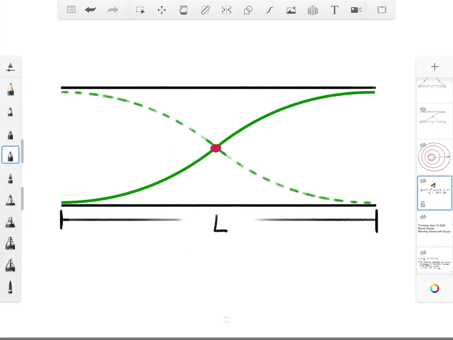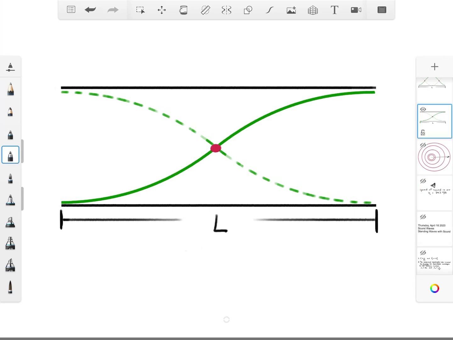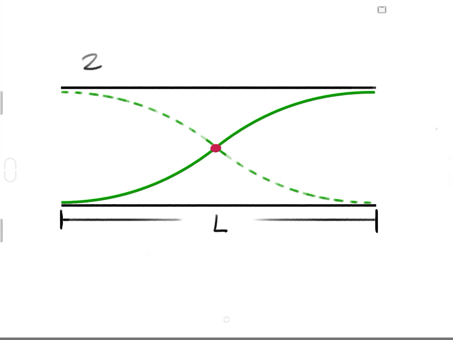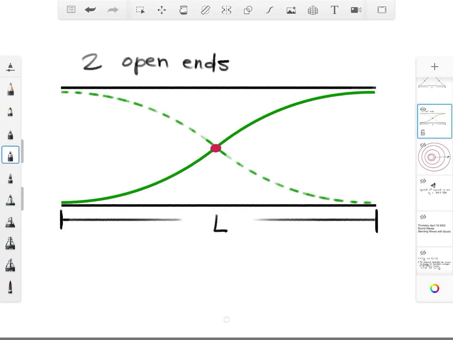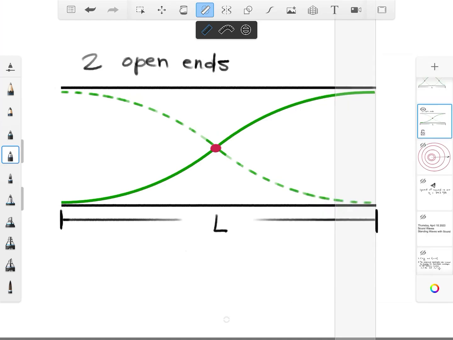Okay, so for this one, this is what we call a pipe or an air column with two open ends. So I'm going to write here: two open ends. In this particular example, we have a node right in the middle of the pipe and antinodes happening at the ends. So here's the first thing that I want you guys to notice. When we're dealing with open ends, at the open ends you will always see antinodes. So here we're going to see an antinode, and over here we will see an antinode as well. Always at open ends, you see antinodes.